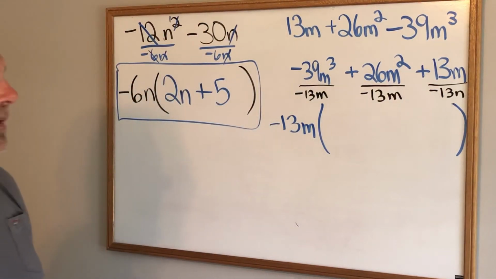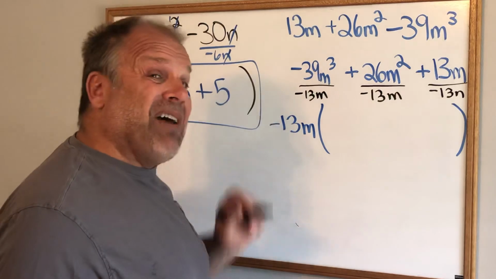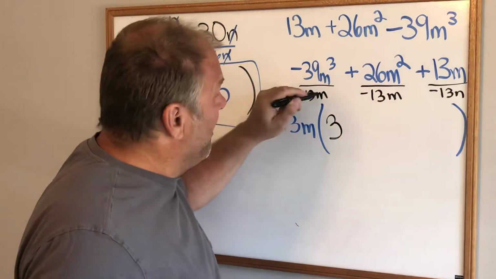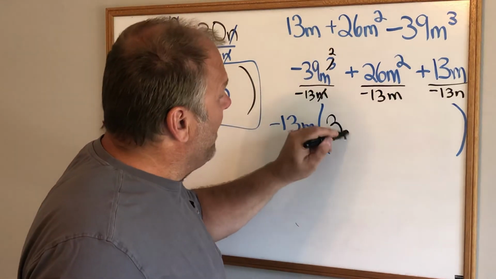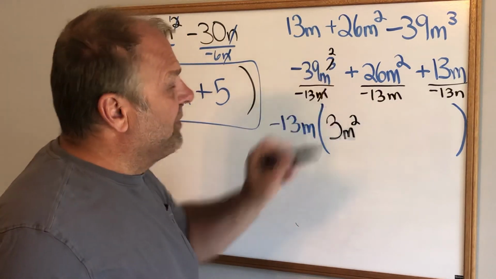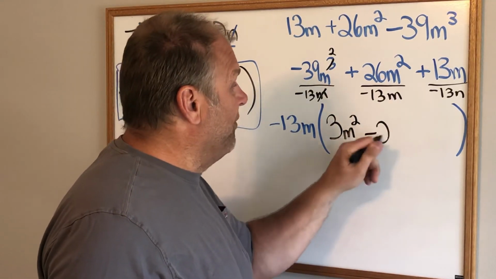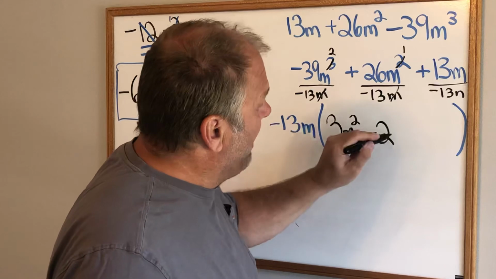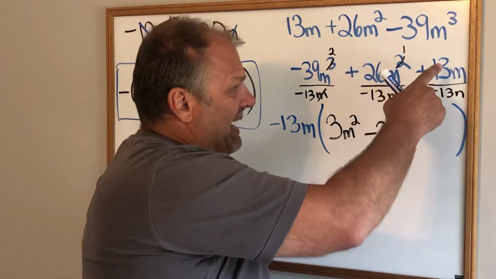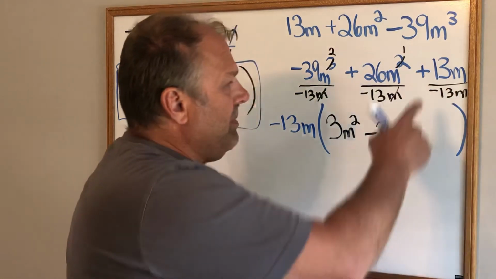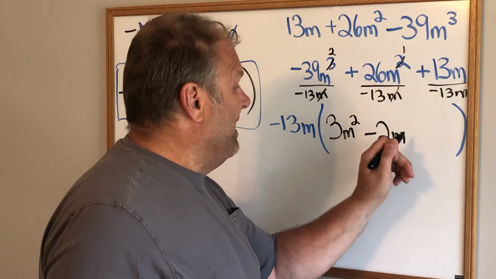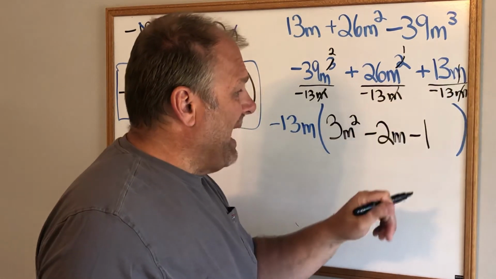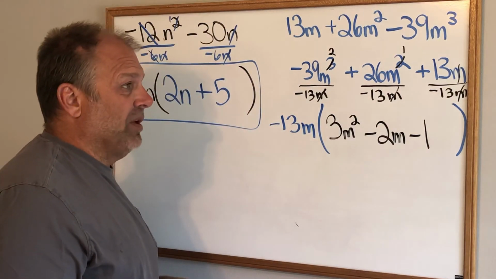then negative 39 divided by negative 13 is a positive 3. M cubed over m ends up making it m squared. 26 divided by negative 13 is a negative 2. M squared over m, that m cancels out one of those m's, so I have an m. 13m, 13 divided by negative 13 is a negative 1. M over m cancels each other out. And so that's what you end up with.